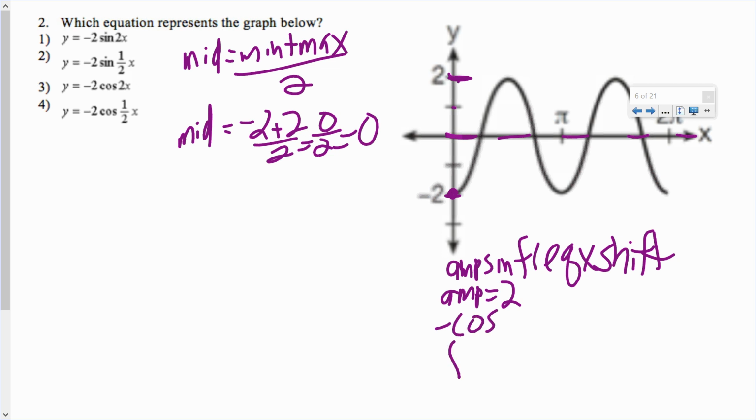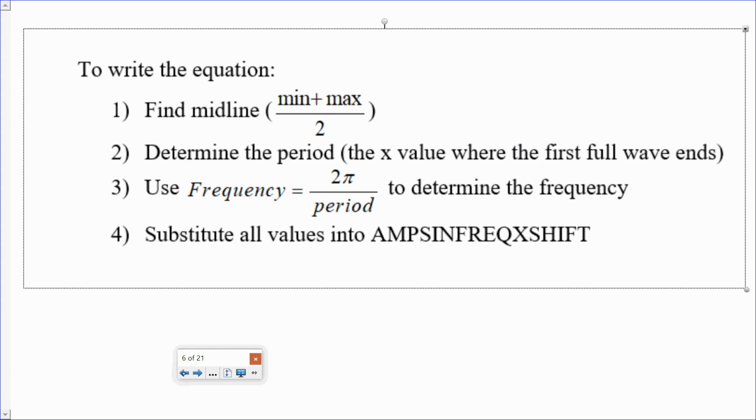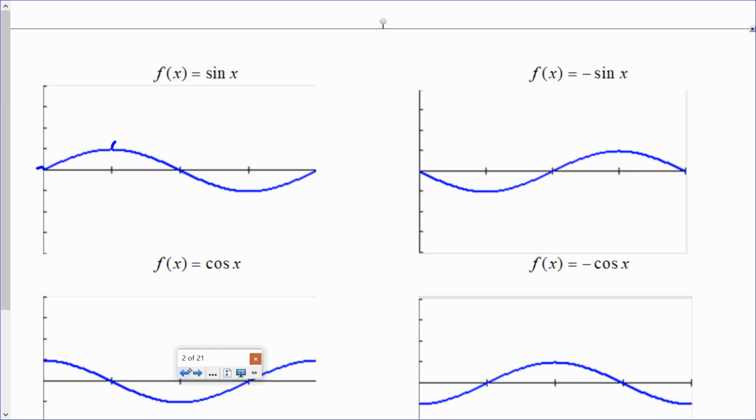Freq is 2 pi over the period. So be careful here. The period is not where the graph ends, it's where one full wave ends. Well, this is a negative cosine. So let's look at negative cosine. Negative cosine starts at the bottom, goes middle, top, middle, bottom. It completes one full wave once it gets from the bottom back to the bottom.